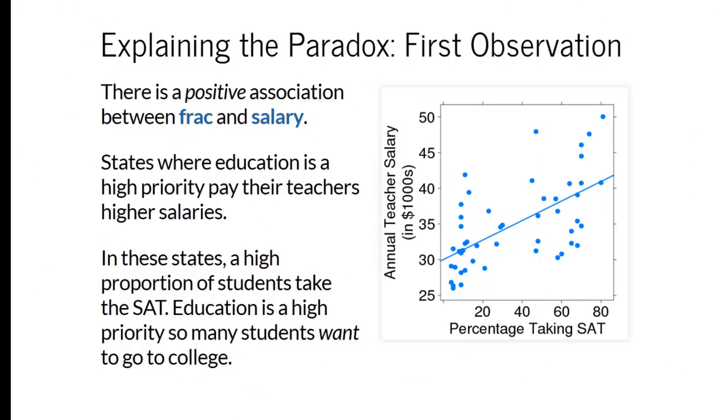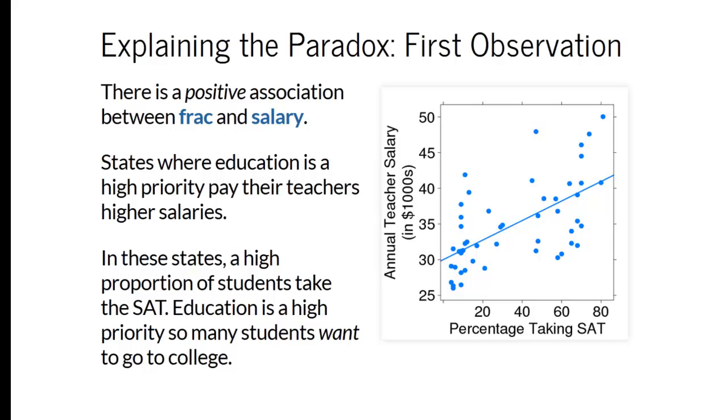We've identified the lurking variable frac, and we've seen that when we break the data down by subgroups based on the value of frac, the direction of the association between SAT and salary reverses. This is an example of Simpson's paradox. So how do we explain it?